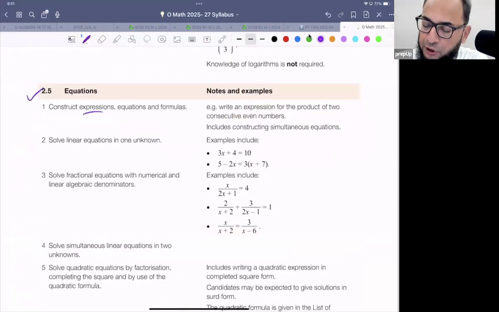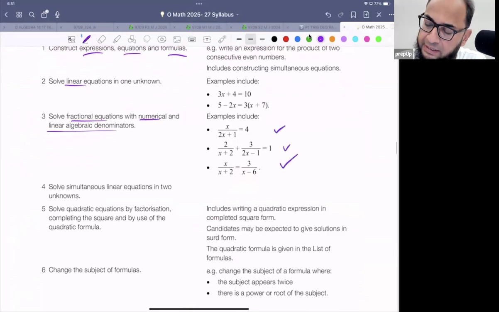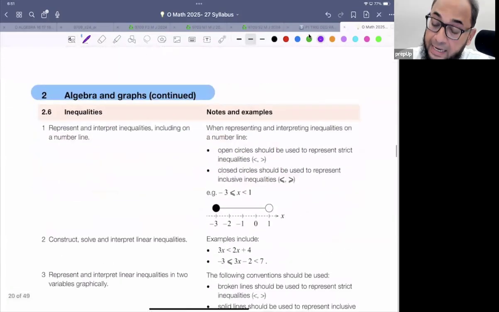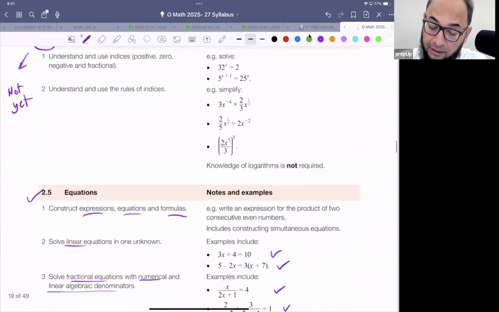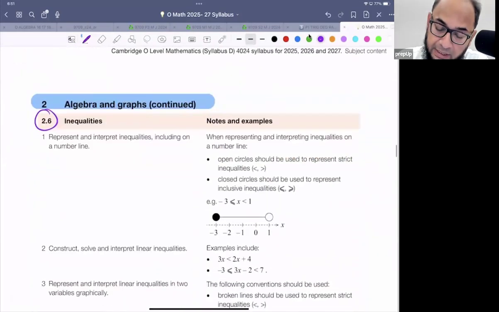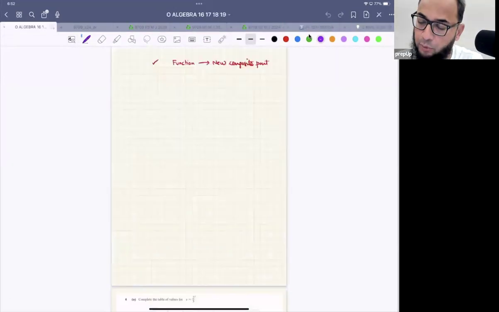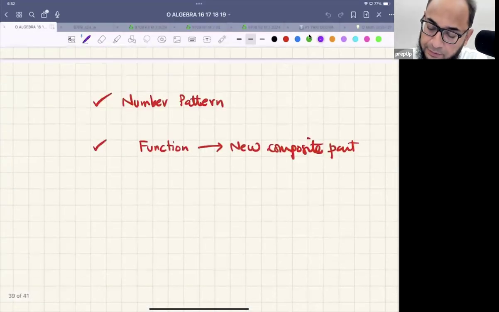Equations, construct expression, equation, formula, solve linear equation, fractional equations with numerical and linear algebraic denominators. These are all the examples. This is all done. Solve simultaneous equation in two unknowns, solve quadratic equations, completing the square, use of the quadratic formula, change the subject, all done. Inequality, that is not yet done. Okay? So inequality is not yet. And let me write it over there so that I have a record of what needs to be done and what's not. So inequalities, that needs to be done.